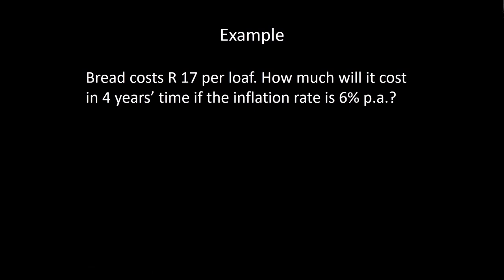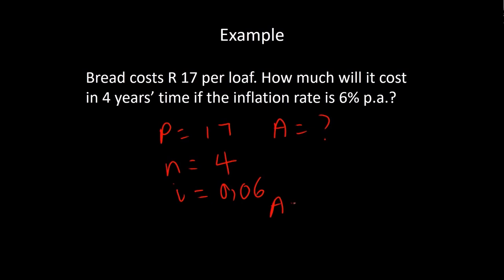So to work it out, we say, well, the initial value of bread is 17 rand. And we're looking at a period of 4 years. And the inflation rate, which is our interest rate here, is 0.06. 6% is 6 divided by 100. We want to find out what the final amount will be. Okay, so substituting into our compound interest formula, P is 17. 1 plus 0.06 is 1.06. And that's over a period of 4 years.